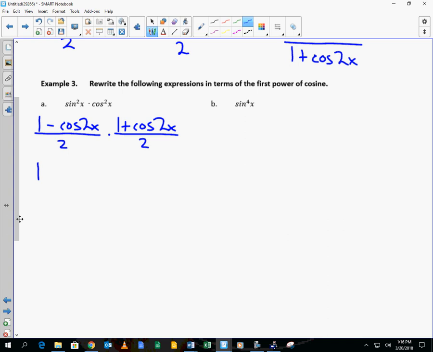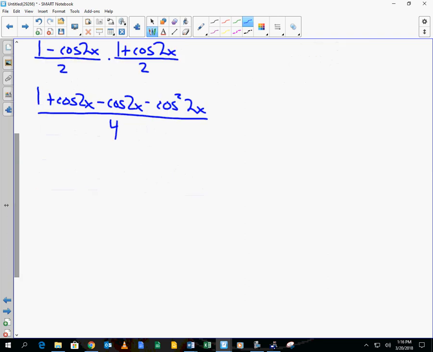We have 1, and there'll be plus cosine of 2x, and we'll have a minus cosine of 2x. And when we take negative cosine of 2x and positive cosine of 2x, we get a negative cosine squared of 2x. Nothing happens with the angle. The 2x stays the same. All divided by 4. So Grace pointed out that because they were conjugates, these cancel. I'm left with 1 minus cosine squared of 2x all over 4.